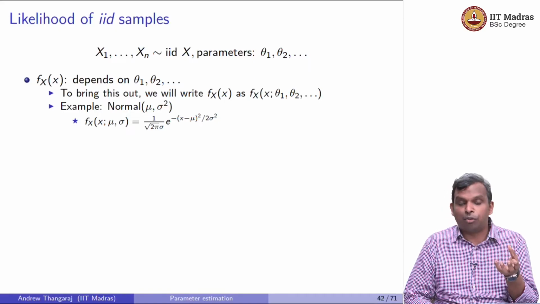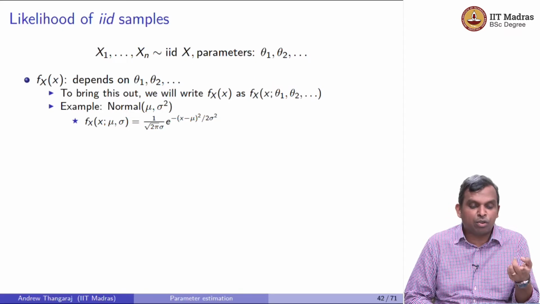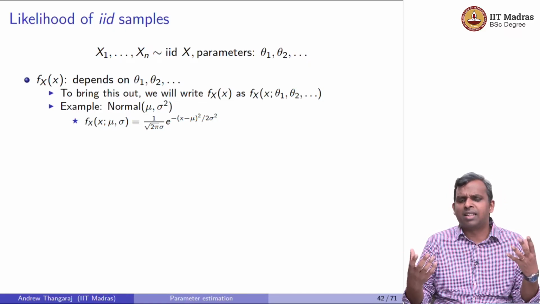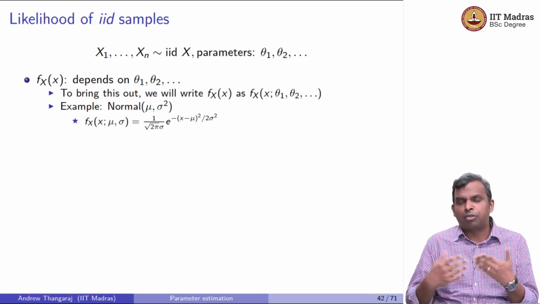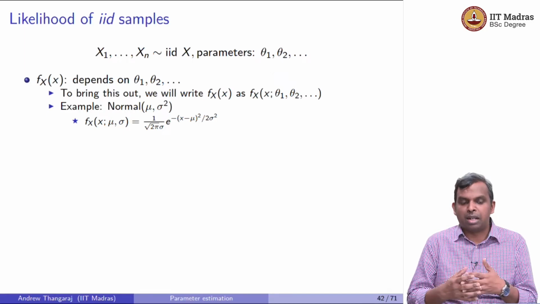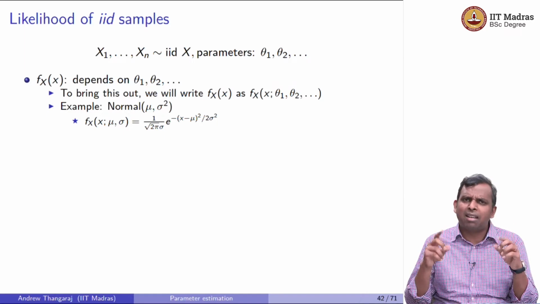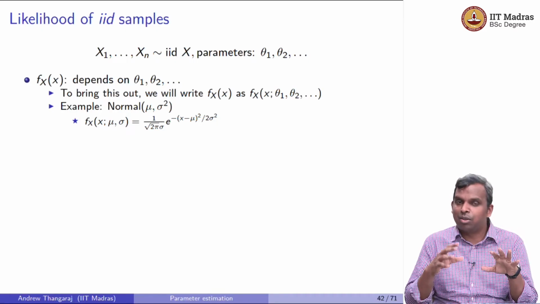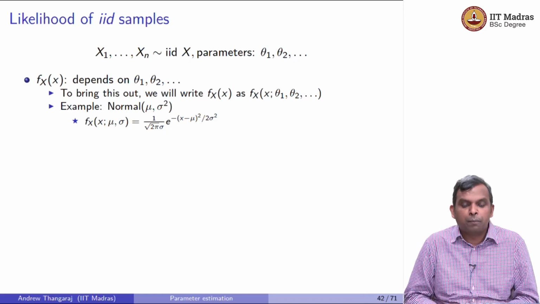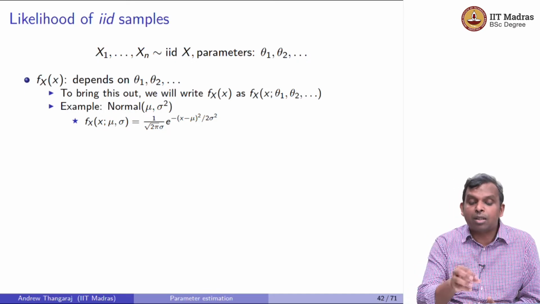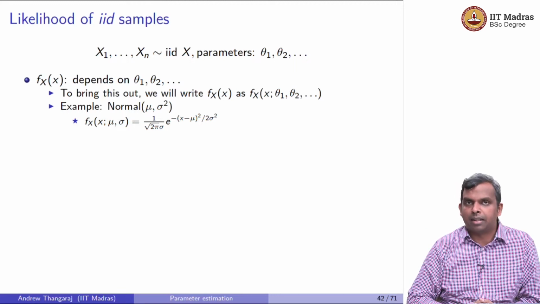And the PDF or PMF, okay, so this fx of x represents either the PDF or the PMF. If you have the continuous case, it's going to be the PDF, the density function. If you have a discrete case, it's going to be the PMF, which is the mass function. Okay, keep the distinction in your mind. I will just say distribution fx of x like that. I'll say that you can substitute it suitably. Okay, so we know that the PDF or the PMF depends on these parameters theta 1, theta 2, etc.